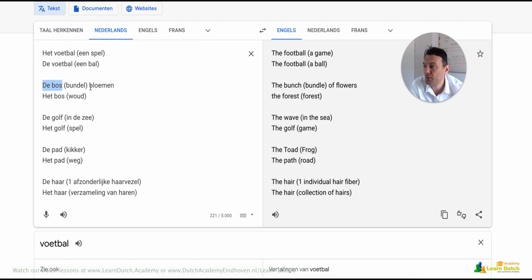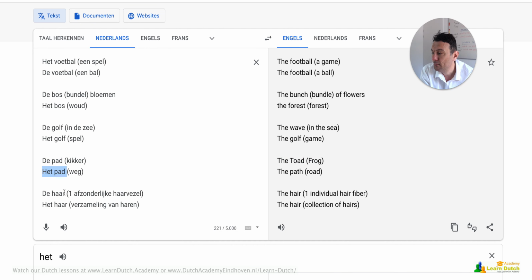De bos, for instance, bloemen, a bunch of flowers, but het bos is woud, it's the forest. De golf, that's what you see in the sea, or het golf, it's a game. De pad is a frog, het pad is a path. Very interesting. De haar en het haar. What's the difference? Het haar, all hair together. Bij de haar, dit is this one.